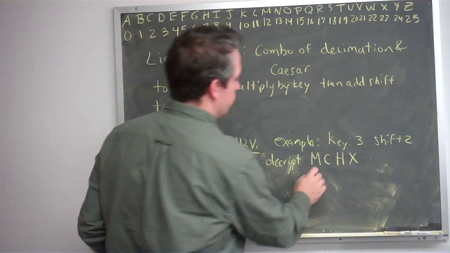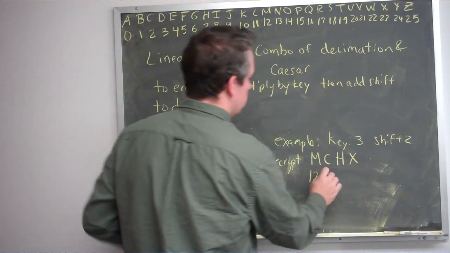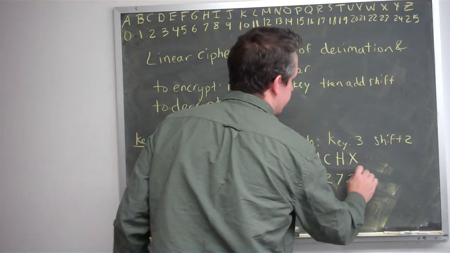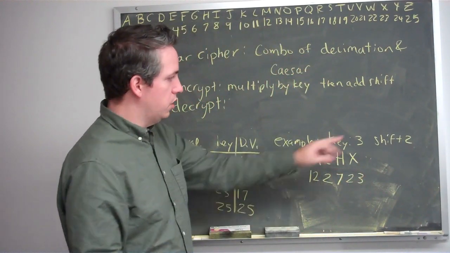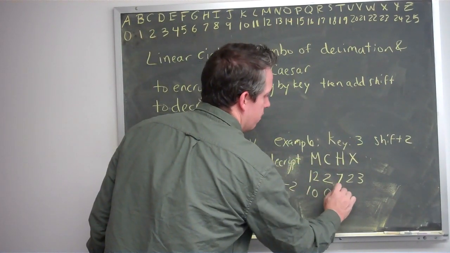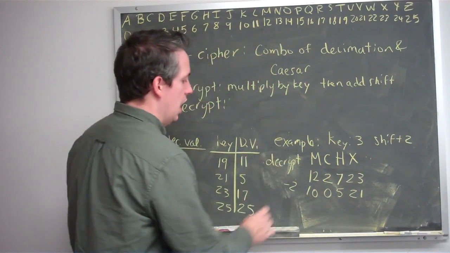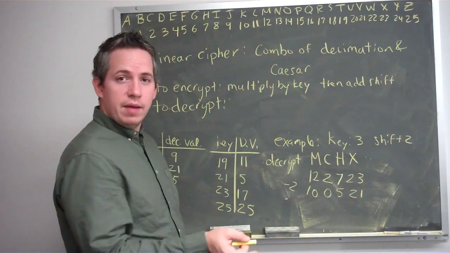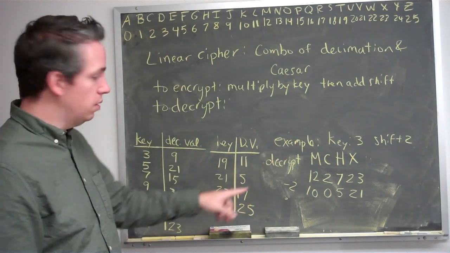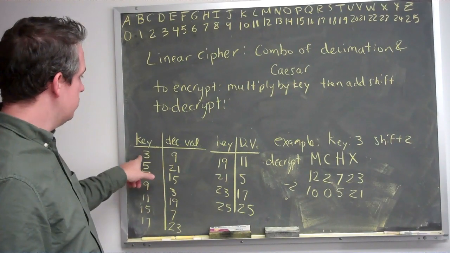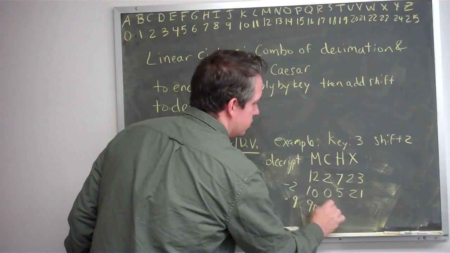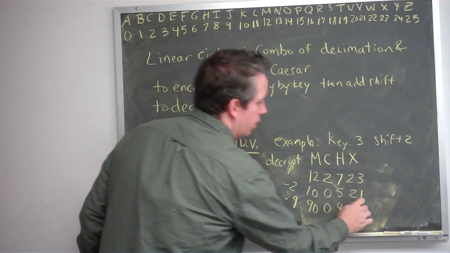Well, M is a 12, C is 2, H is 7, X is 23. So I'm going to shift, I need to subtract the 2. So 10, 0, 5, 21. And then I need to undo the key. Now I don't just divide by 3, and I don't multiply by 3. I'm undoing the key. So I need to multiply by its associated decryption value. So I go up here, key is 3, decryption value is 9. So I'm going to multiply by 9. So I get 90, 0, 45, and 189.